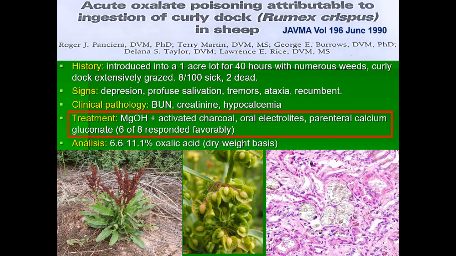6 of the 8 ewes responded favorably and were returned to the farm 8 days after the admission to the hospital. And they took samples of the curly dock in the lot, and the concentration of oxalic acid was between 6.6 and 11.1% on a dry weight basis. Now, how much is this in terms of being a toxic dose?